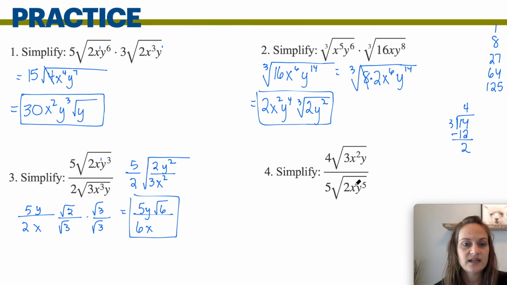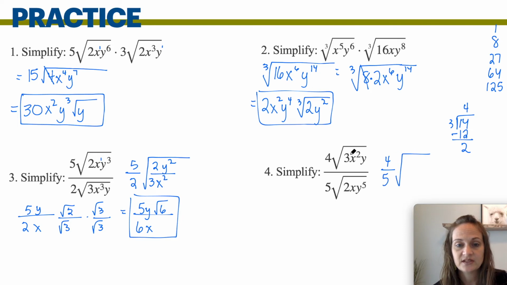And the last one is very, very similar to one we just did. I'm going to simplify the variables first. So the 4/5 I'm going to keep, but the square roots will be 3 over 2. X squared minus x gives me x, and then y to the 1 minus y to the 5th will give me y to the 4th.